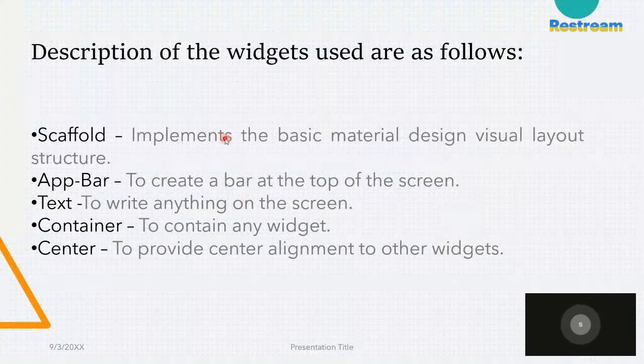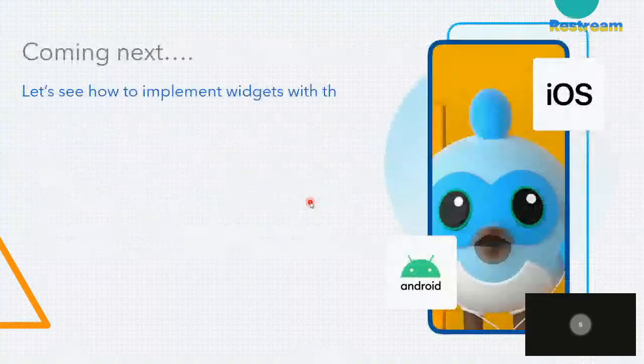Scaffold implements the basic material design. App bar creates the bar on the top of the screen. Text is used to write anything. Container is used to contain any widget, like that.